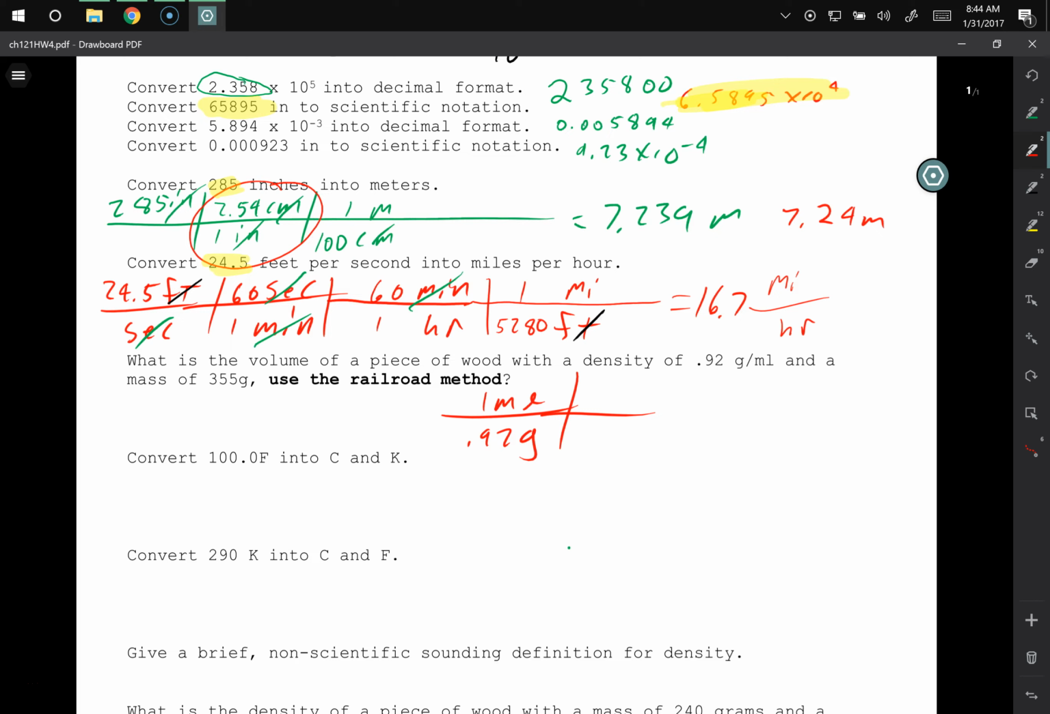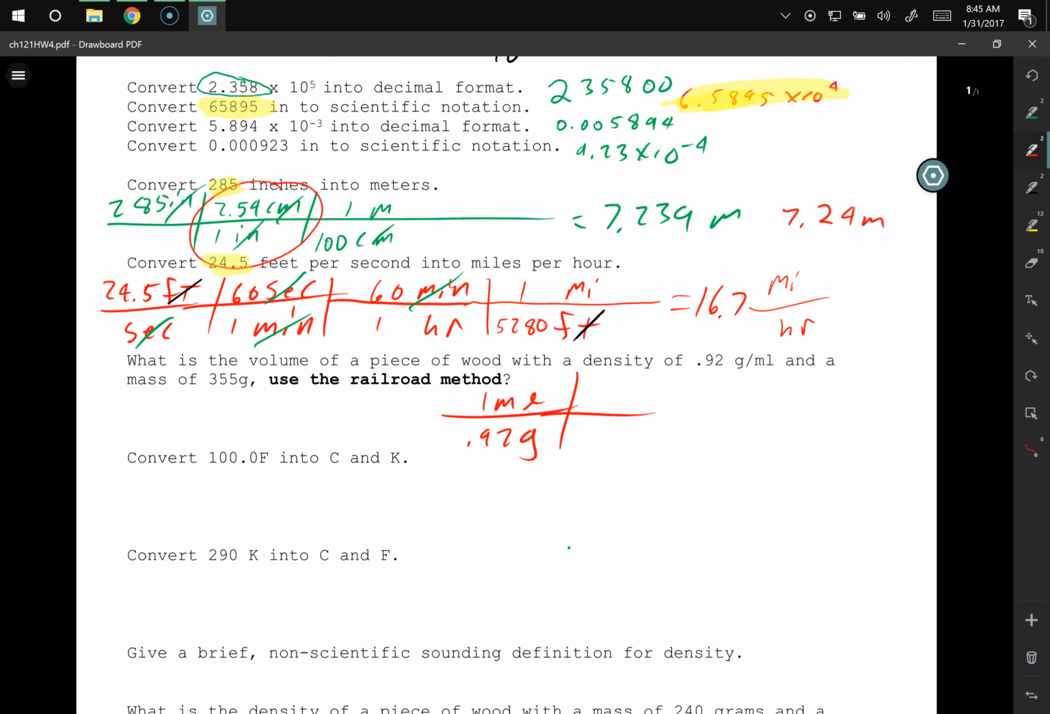I want the volume, and so I need the volume unit to be in the numerator. So I put it exactly where I want it. It came with the gram unit, and this value of 0.92 grams is equal to how many milliliters? 1 milliliter. So it doesn't matter if it's 1 milliliter equals 0.92 grams or 0.92 grams is equal to 1 milliliter. It's the same thing. 12 inches over a foot or a foot over 12 inches. It's still equal to 1.